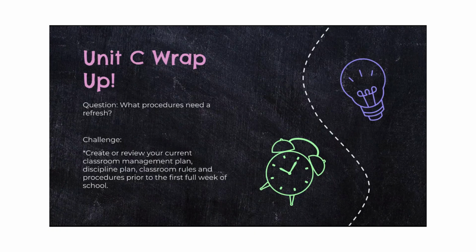All right, your Unit C wrap up. Question: what procedures need a refresher? What procedures don't you have in place? What procedures do you want to add? Your challenge: create or review your current classroom management plan, discipline plan, classroom rules and procedures prior to the first week of school. And go ahead and drop that classroom management plan, discipline plan in Miss Rose's box. You can share it with me digitally or give me a hard copy, but I want to look at it and go over it with you, so that there are no loose ends later on throughout the year, okay?